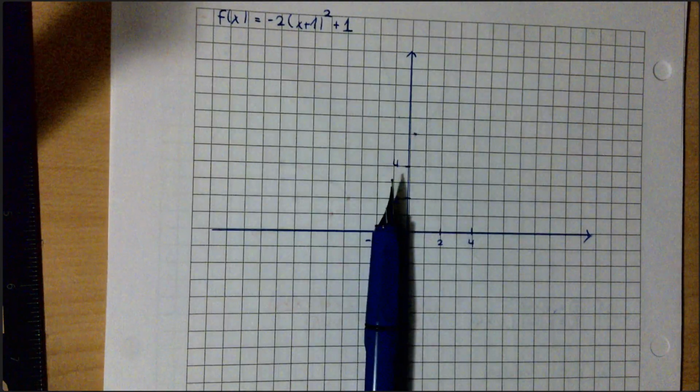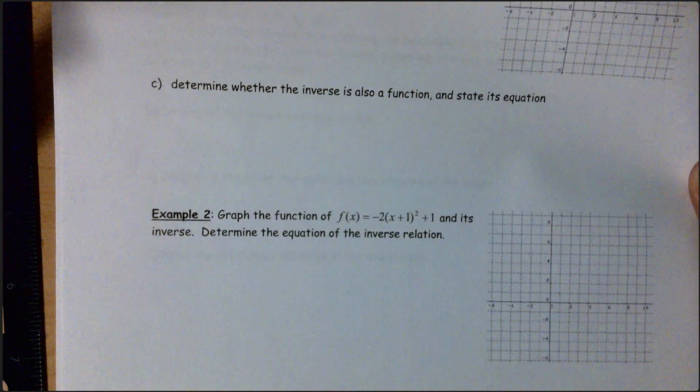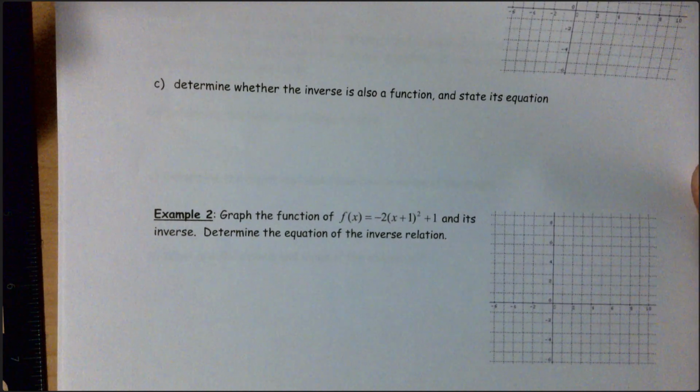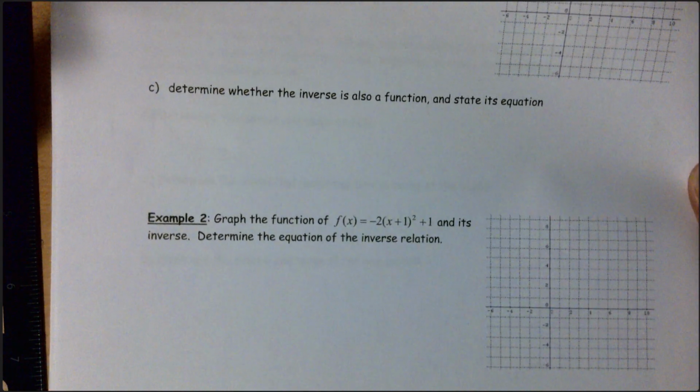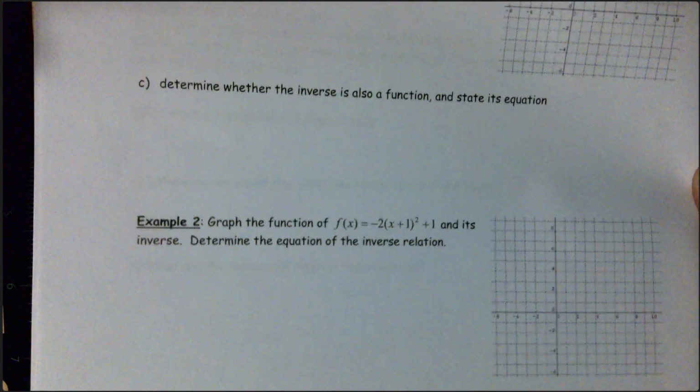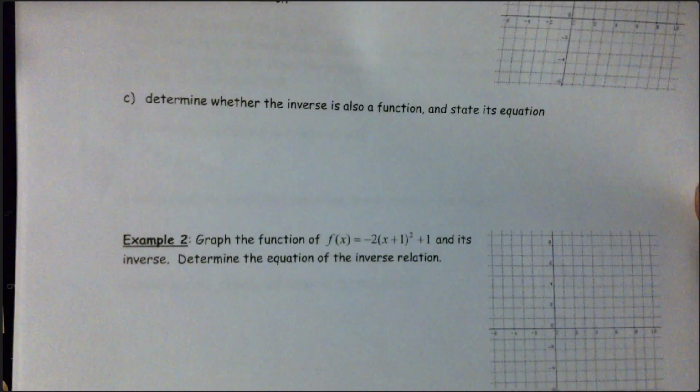Okay, so now we're going to do example 2. If we just take a look at the question, it's a slightly more complicated version of example 1. It says graph the function f(x) = -2(x + 1)^2 + 1 and its inverse. So just slightly more complicated than number 1. And it says determine the equation of the inverse relation as well.